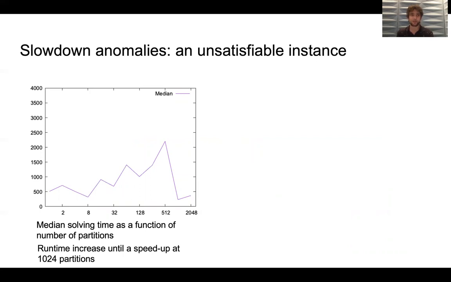Now let's have a look at an unsatisfiable instance. I plotted here similarly the median as a function of the n in part n. And we can see now a runtime increasing up to 512 partitions. The instance seems to be getting harder and harder than the original one, and then all of a sudden we have this collapse when we double the number of partitions.